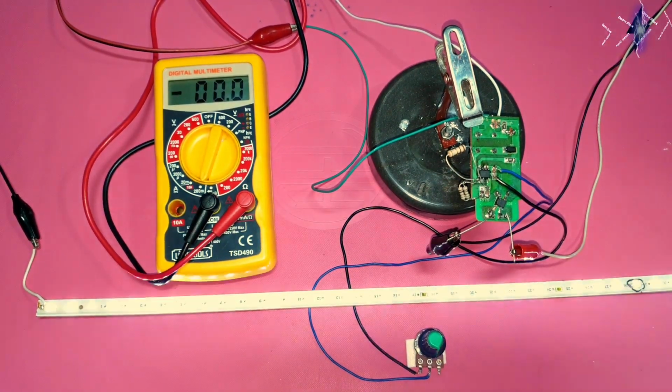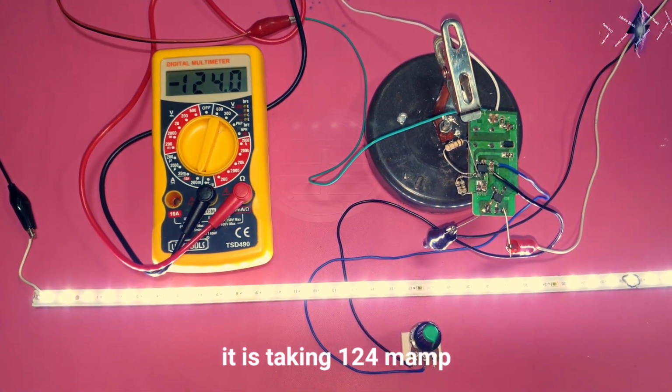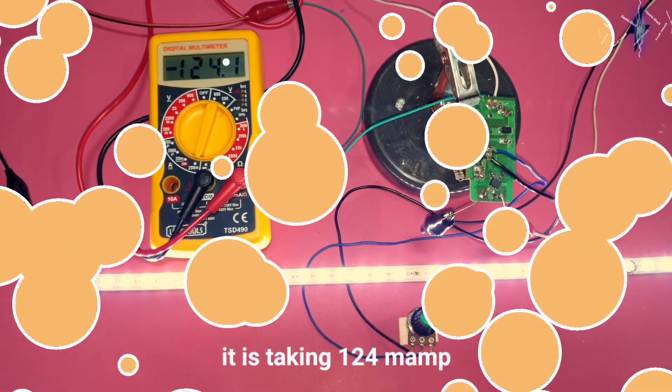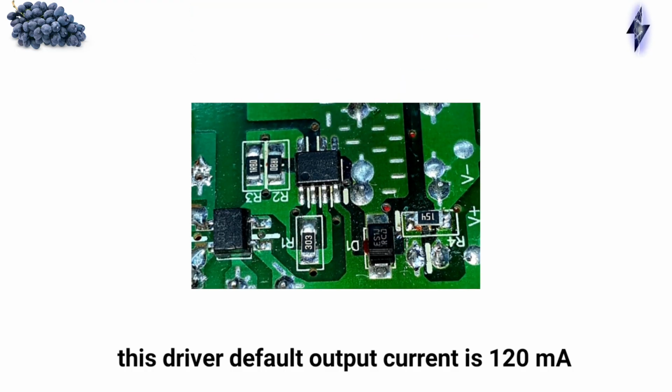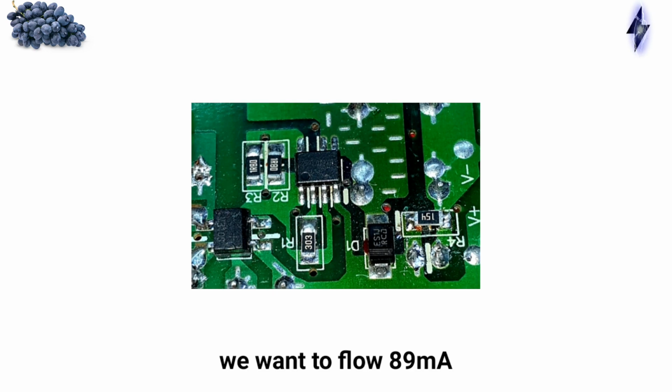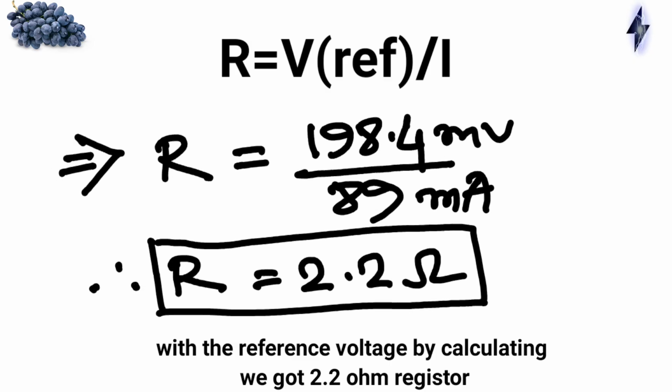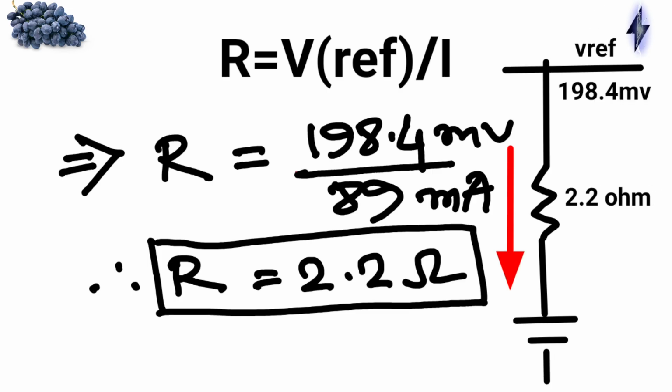Now power up. It is taking 124 mA. So voltage difference we got is 198.4 mV. This driver default output current is 120 mA. We want to flow 89 mA. With the reference voltage by calculating, we got 2.2 ohm resistor.